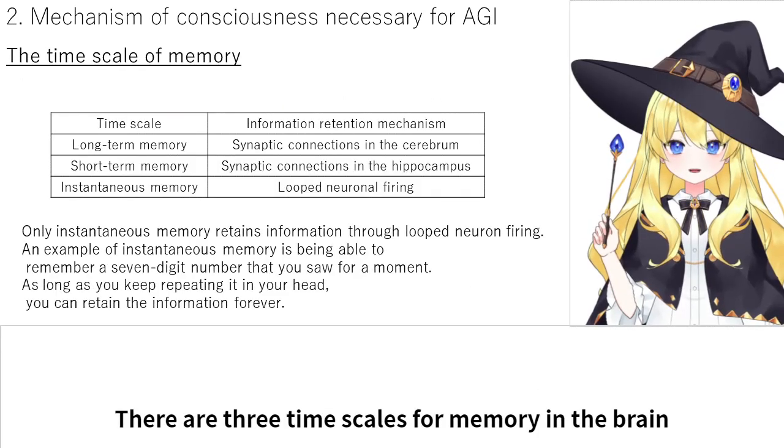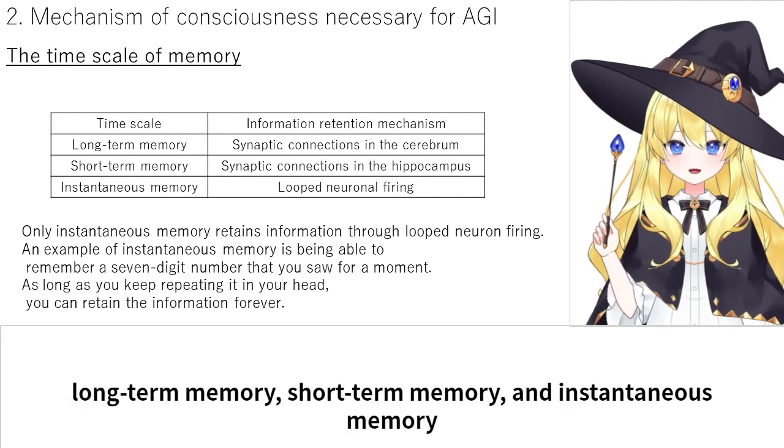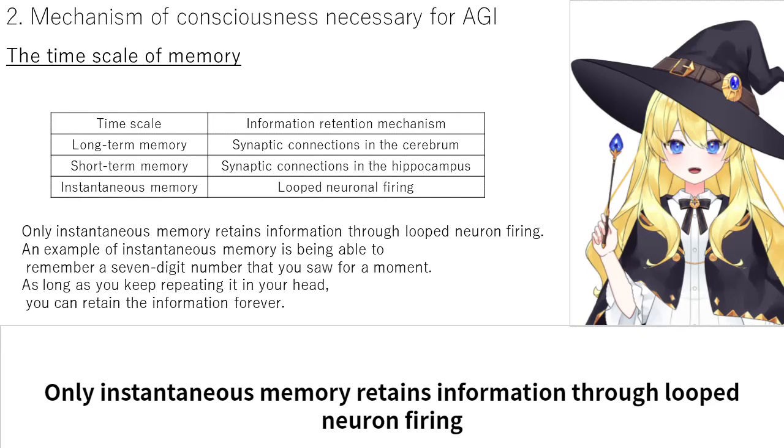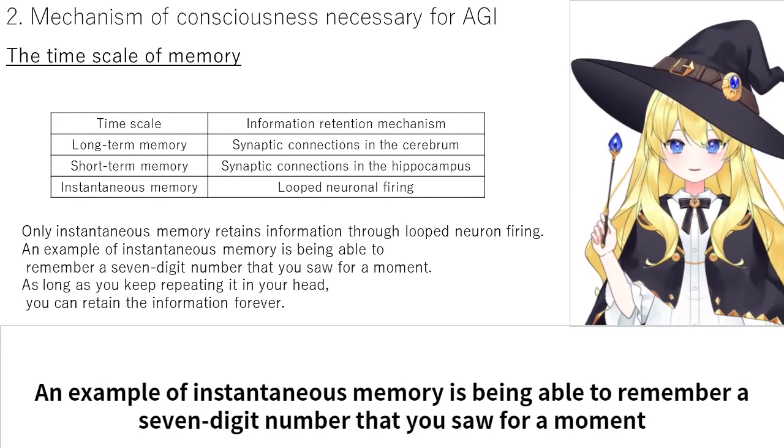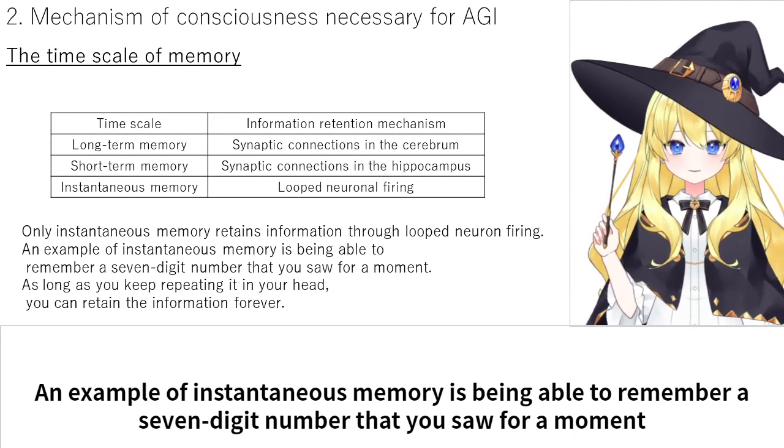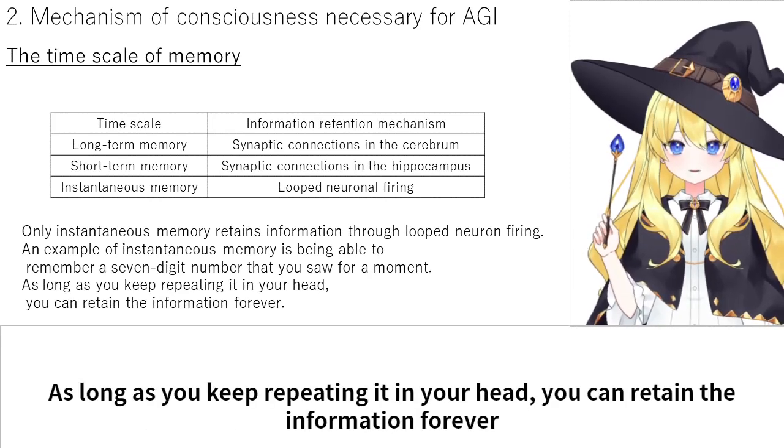There are 3 time scales for memory in the brain: long-term memory, short-term memory, and instantaneous memory. Only instantaneous memory retains information through looped neuron firing. An example of instantaneous memory is being able to remember a 7-digit number that you saw for a moment. As long as you keep repeating it in your head, you can retain the information forever.